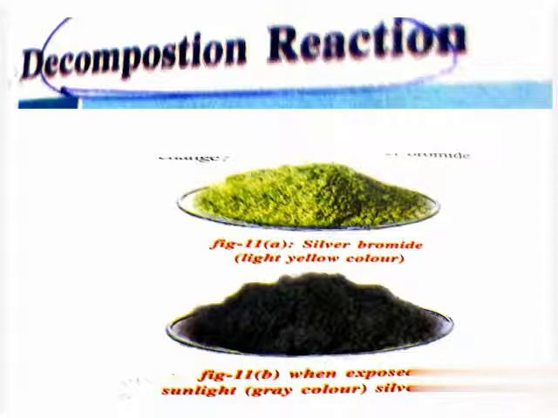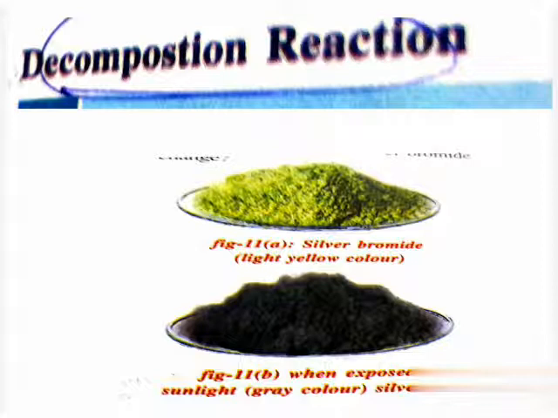And we discussed one more activity: we took a small quantity of silver bromide in a watch glass and observed its color, which is yellow. When we place that watch glass in the sunlight for some time and observe the color again, what changes? It changes into gray color. Silver bromide decomposes to form silver and bromine in sunlight.